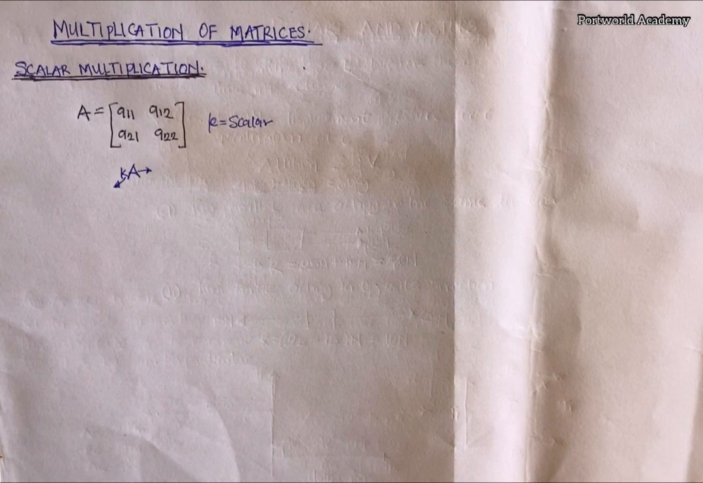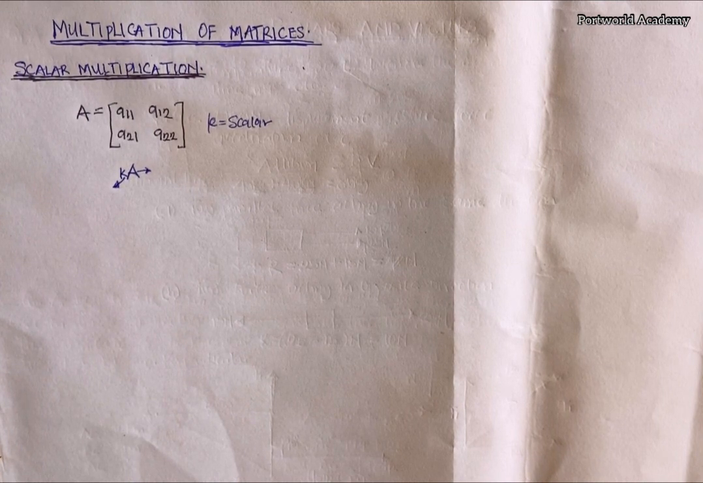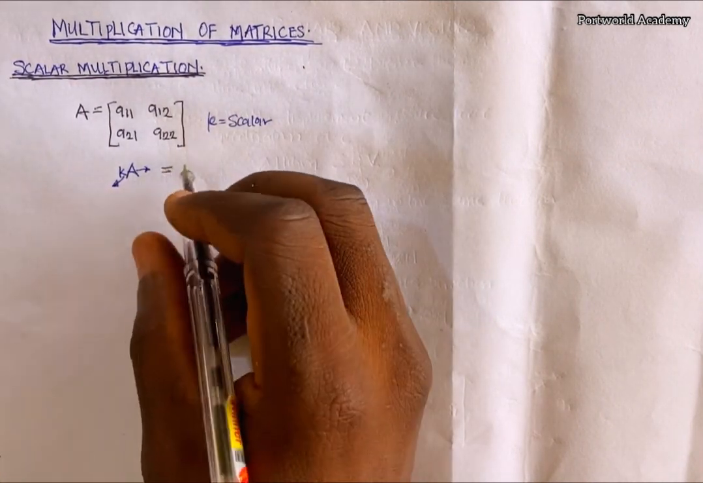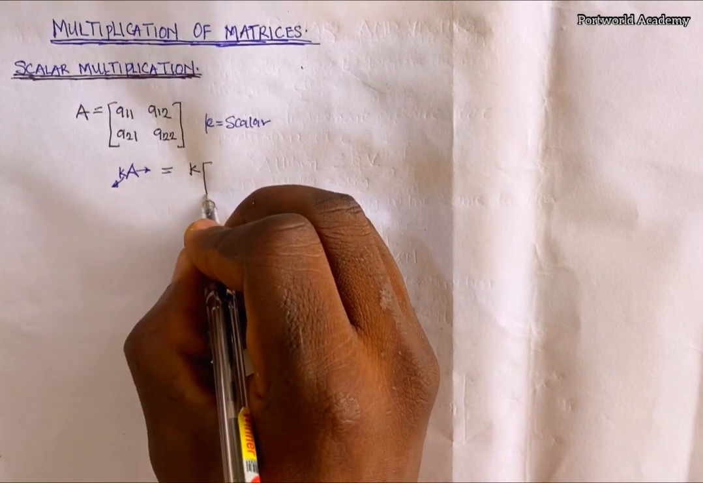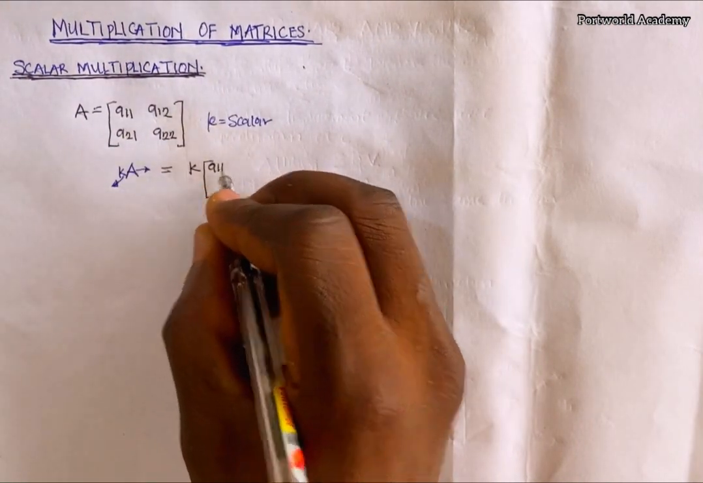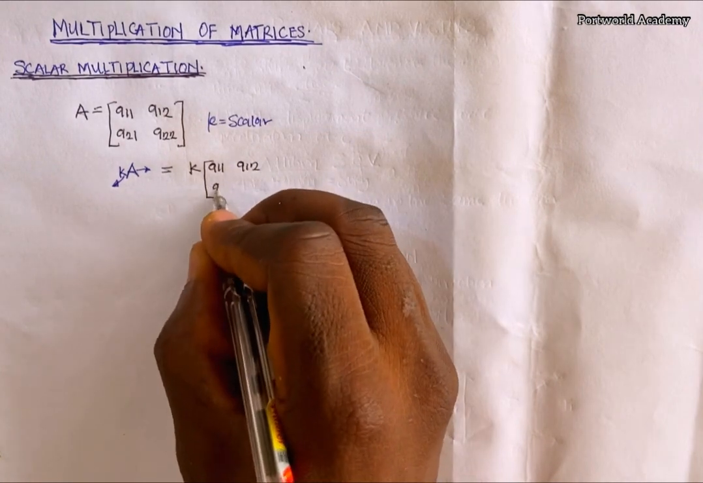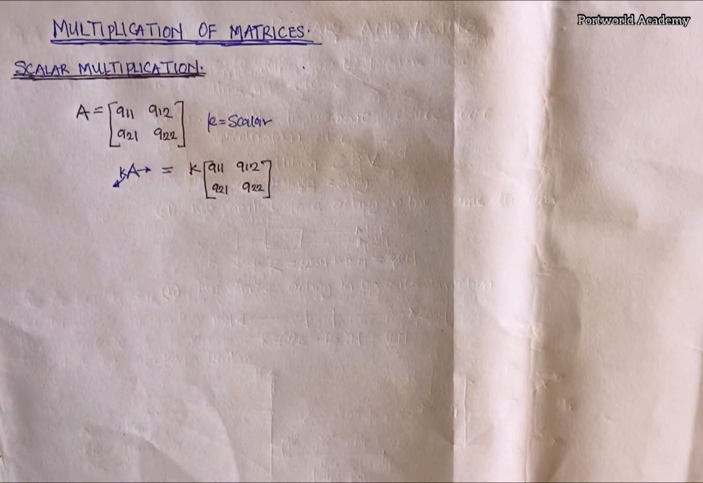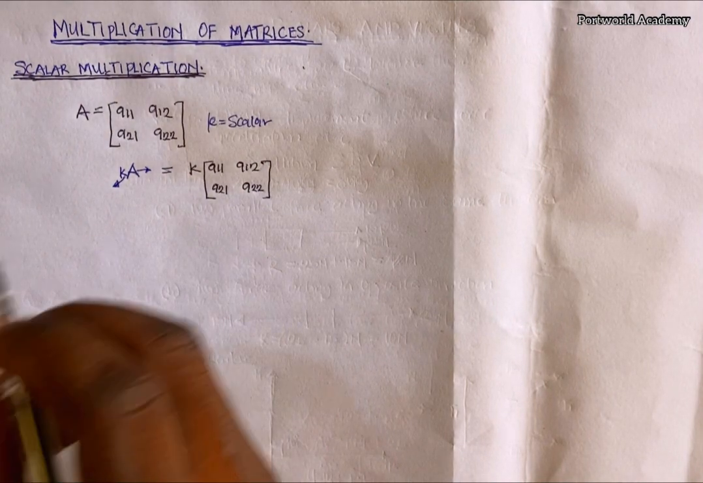That's as far as scalar multiplication is concerned. And scalar multiplication is also known as the scalar product of a matrix. So whenever you have matrix A and constant k, k represents the scalar, while matrix A represents the constant itself. You understand what I'm saying now? So in this case, we multiply k by A, which is k multiplied by a11, a12, a21, and a22.